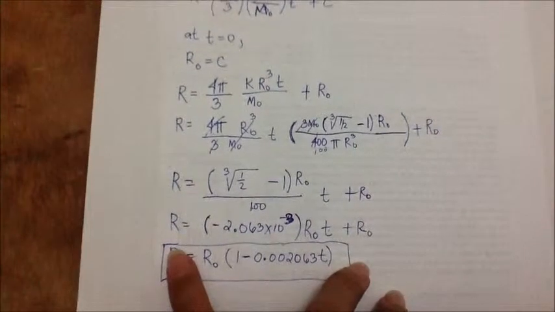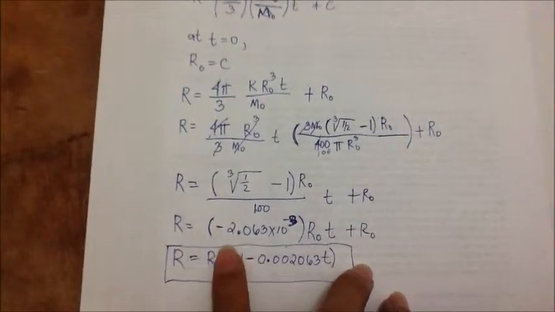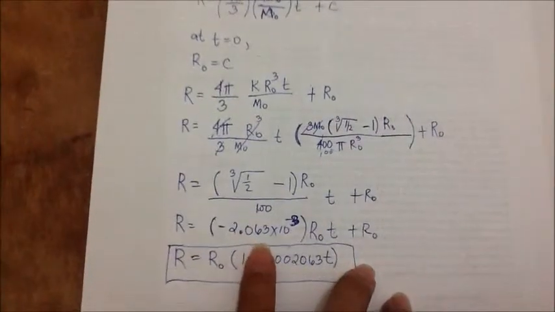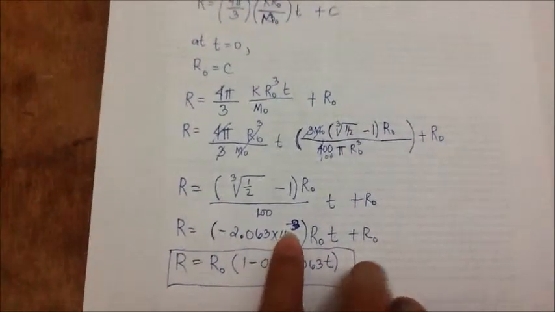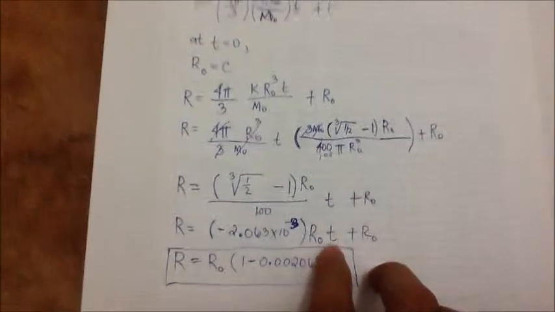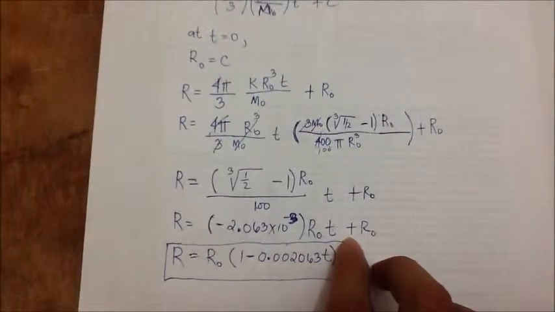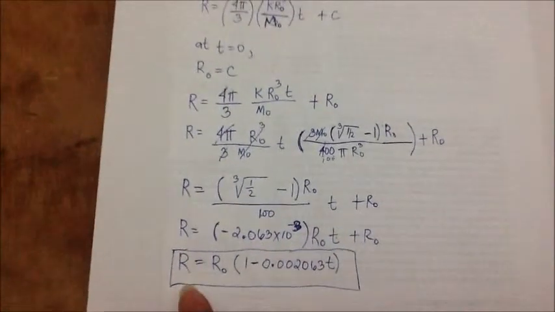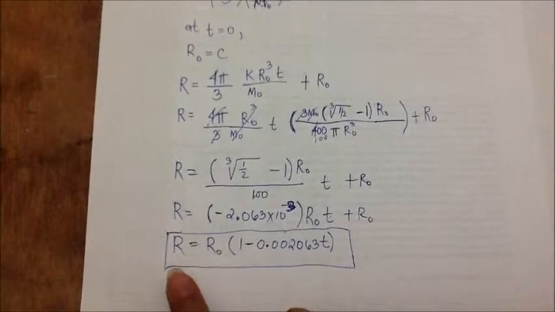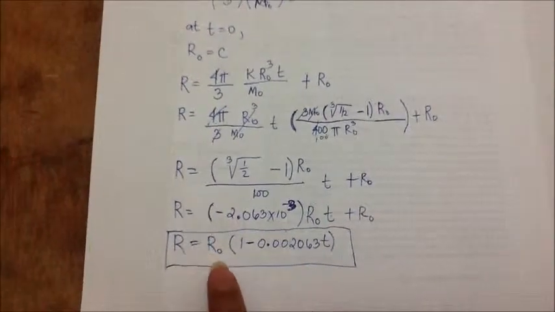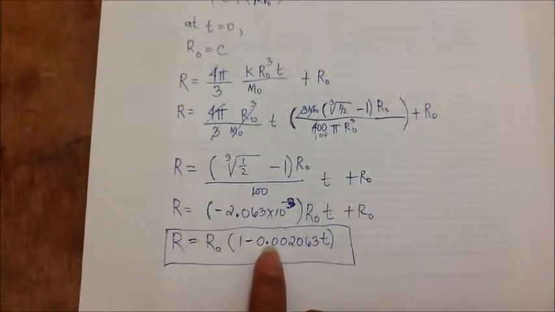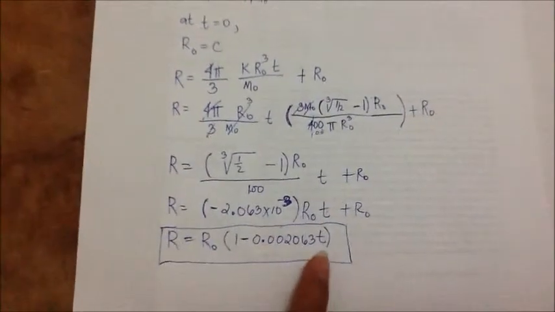Then we have r equal to negative 2.063 times 10 to the negative 3 r initial times t plus r initial. So our equation is r equal to r initial times 1 minus 0.002063 times time.